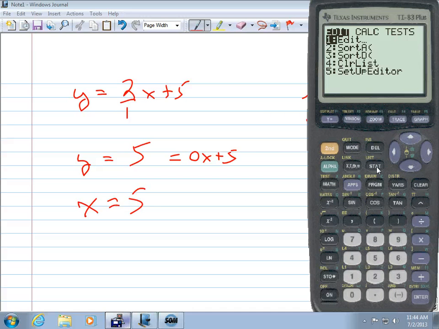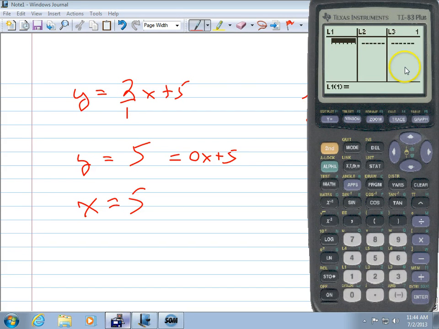Does nobody remember? How do I enter the data? Not count. Edit, just edit. Now, if you have stuff here, go to the top, hit clear, hit enter, go over to L2, go to the top, hit clear, hit enter. So you start with nothing.